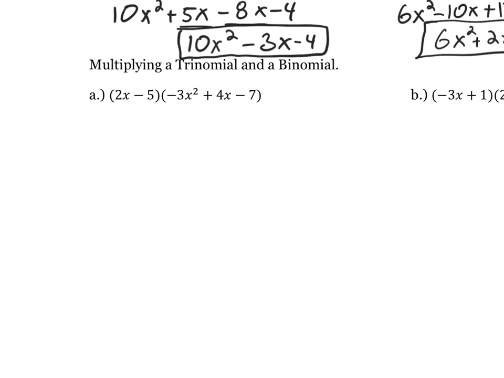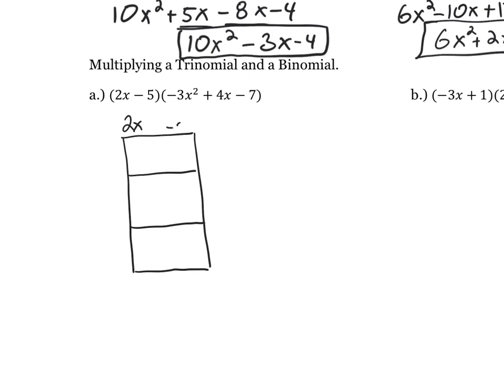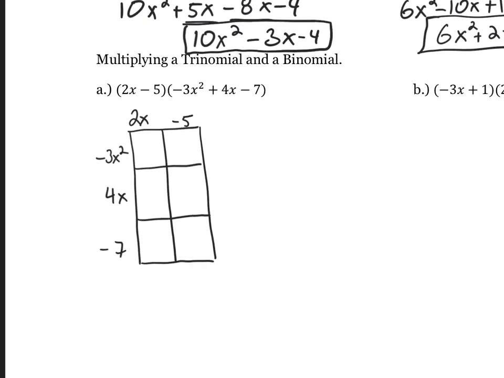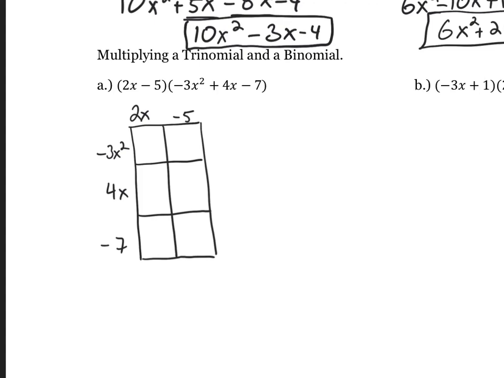All right, multiplying trinomials. We again could use a box method on this to help us. There's no nice acronym for this. There's no FOIL for this, but we can use the box method. So I have 2x minus 5, and then I made 3 going this way because I have negative 3x squared, I have 4x, and I have negative 7. If you want to pause and fill in all these parts, it'd be good practice to see what's going to go in each box.